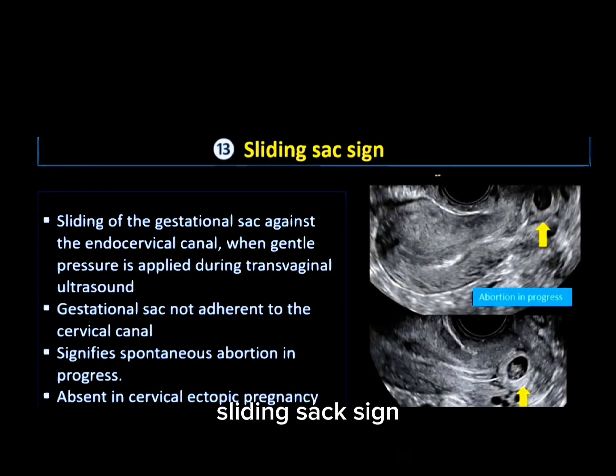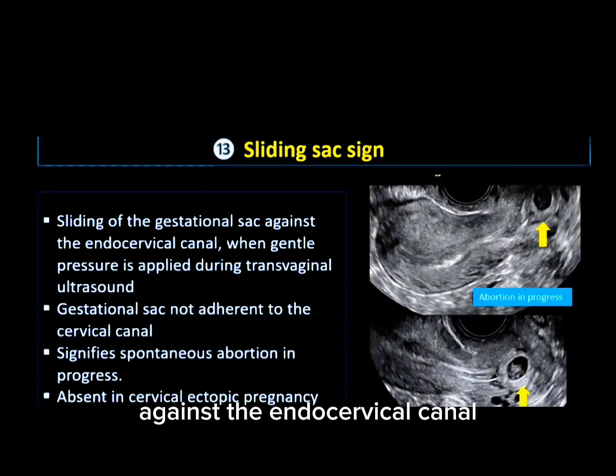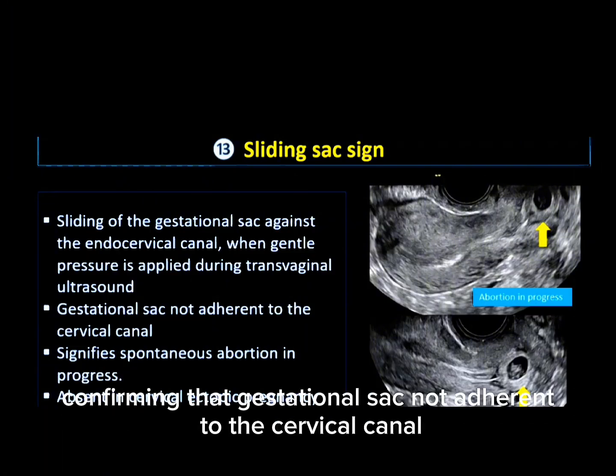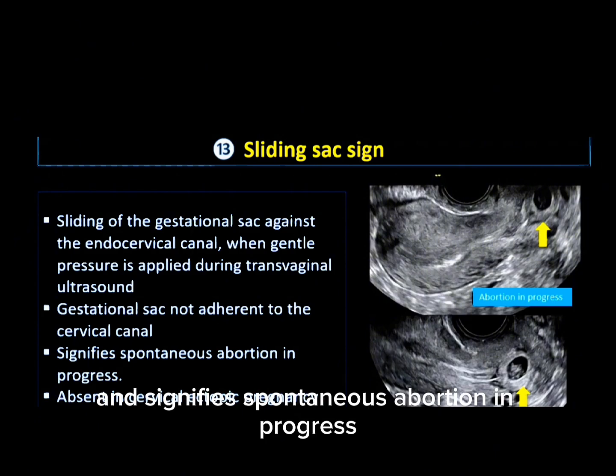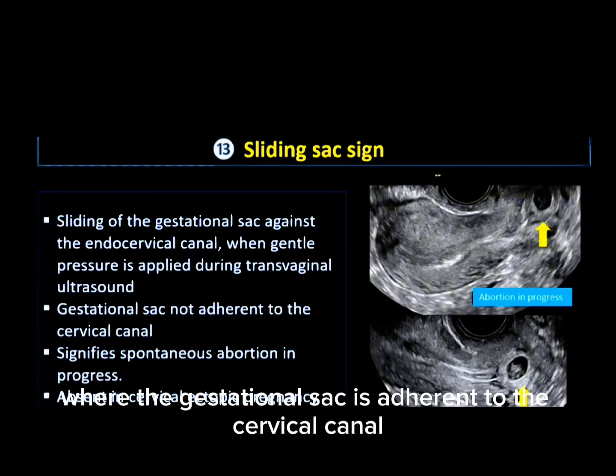Sliding sac sign. The sliding sac sign describes the sliding of the gestational sac against the endocervical canal, when gentle pressure is applied during transvaginal ultrasound examination. This confirms that the gestational sac is not adherent to the cervical canal, and signifies spontaneous abortion in progress. This sign should be absent in cervical ectopic pregnancy, where the gestational sac is adherent to the cervical canal.